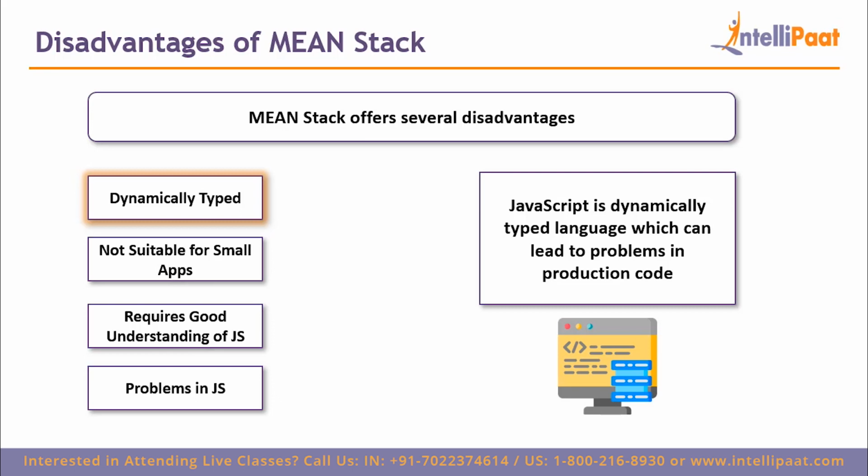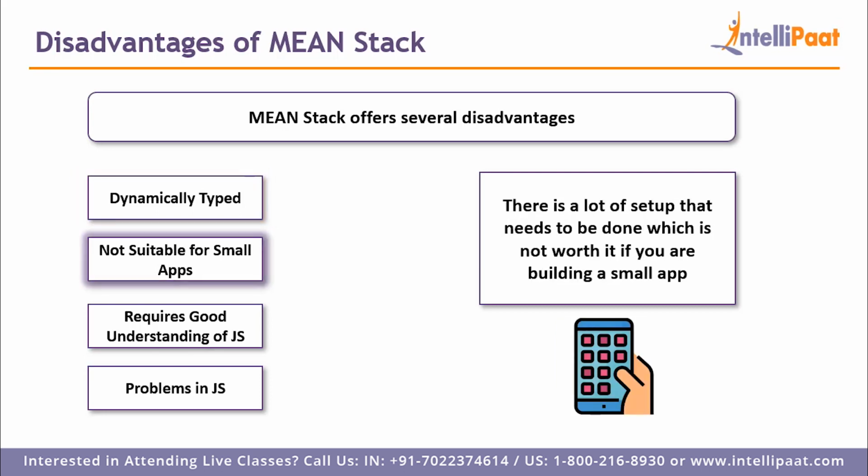Now there are technologies like TypeScript which try to solve these problems. However, JavaScript itself is a dynamically typed language, so this could lead to some problems. It's not suitable for small applications. Creating an application in MeanStack requires a lot of setup. You'll have to create the back end, then you'll have to create the front end, then you'll have to create an API in the back end, then the front end would have to authorize that API, get the data and then show it in the front end.